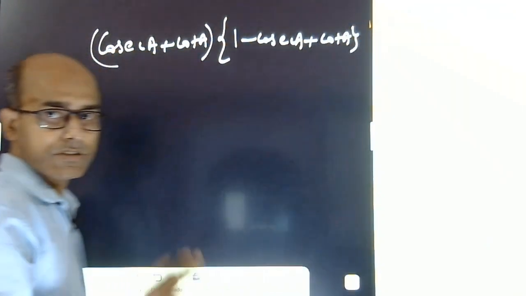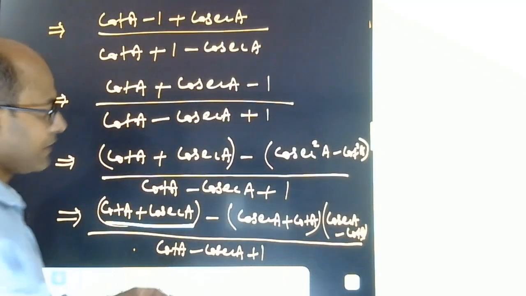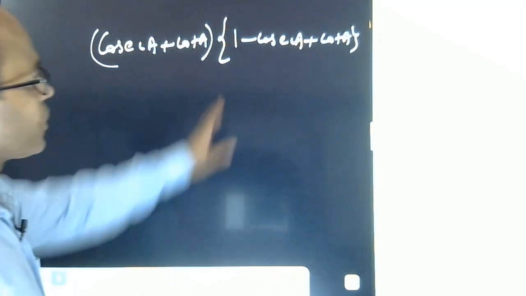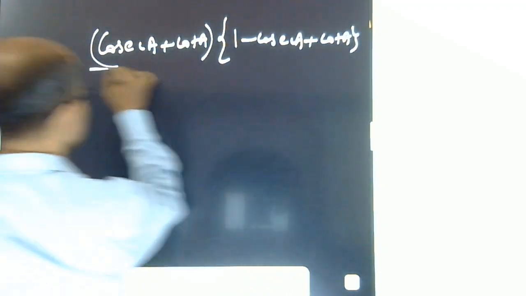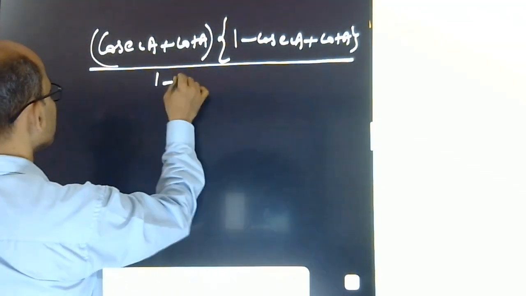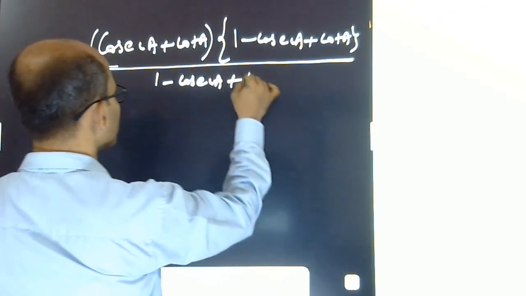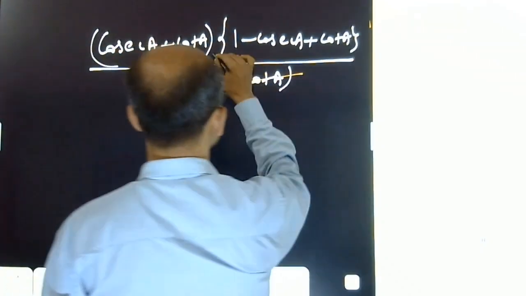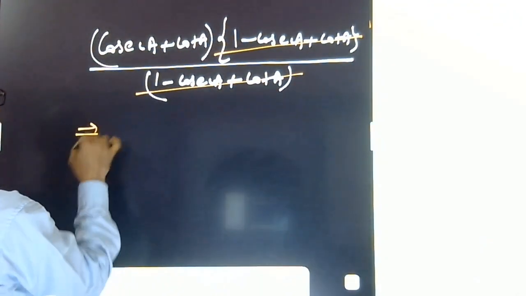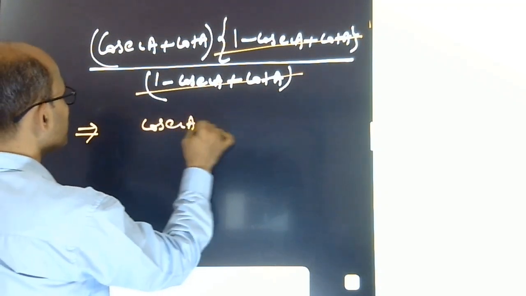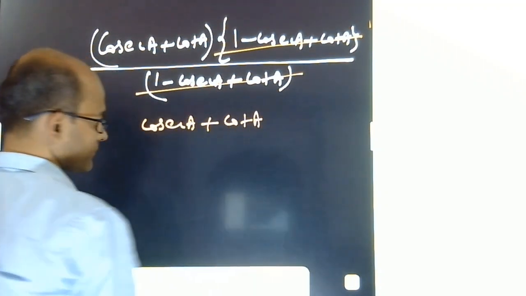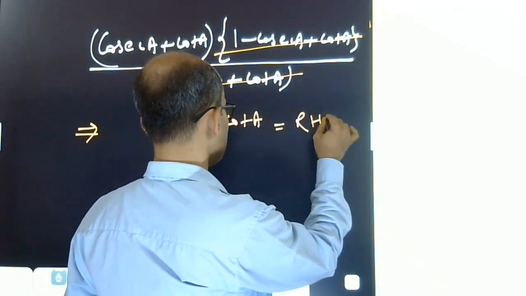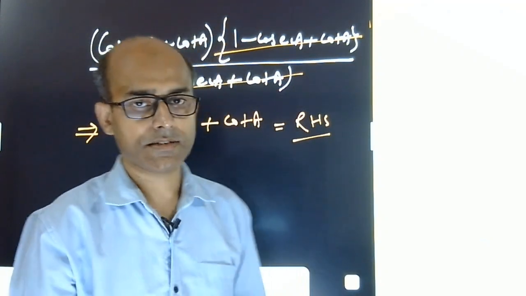We also see in our last step, 1 minus cosec A plus cot A, and in the denominator, what was the value? In the denominator, 1 minus cosec A plus cot A. So right now these two terms have cancelled out each other, and what we are getting here is cosec A plus cot A. This was the result demanded in this question, and we have simply solved this. I hope you people are enjoying and understanding it very clearly.